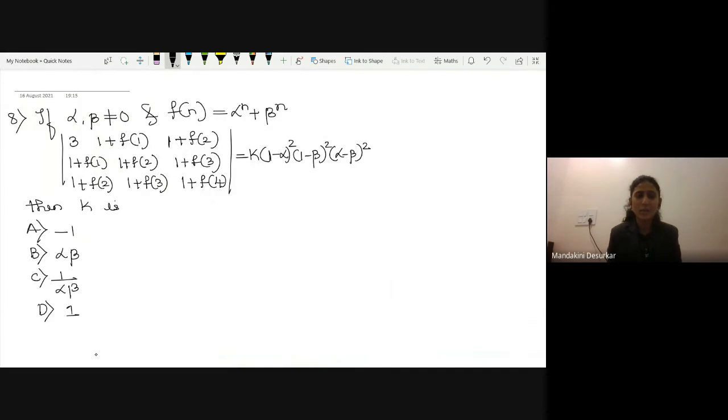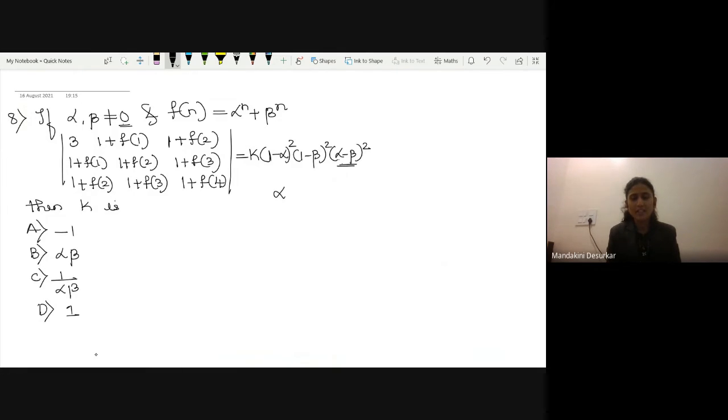I can't take 0 because it is said we are not supposed to take 0. And one more thing, if I take alpha and beta to be the same, the RHS part is going to be 0. If I say alpha is 1 and beta is 1, what will happen? If one of the terms is 0, the whole thing will be 0. So I can't take both the values to be the same.